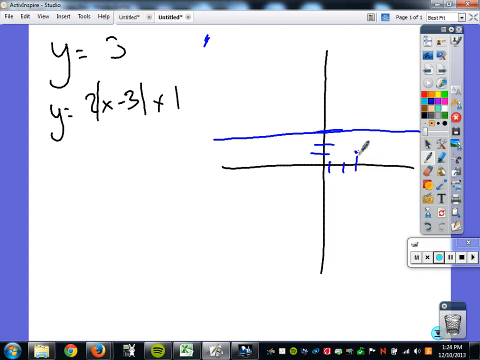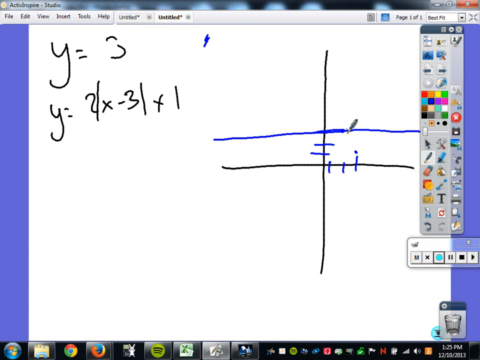Remember when we did charts? When we graphed this? I'm not going to have you do charts today. I'm just going to pick a number to the right and to the left. What's a nice number to the right? 2. Okay, we can pick 2. 2 minus 3 is negative 1. Absolute value of negative 1 is 1. 1 times 2 is 2. 2 plus 1 is 3. So at 2, I'm at 3.